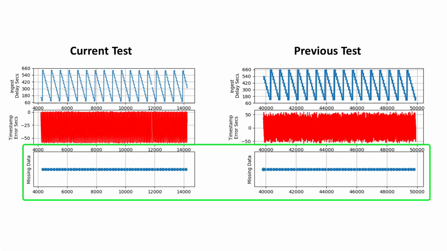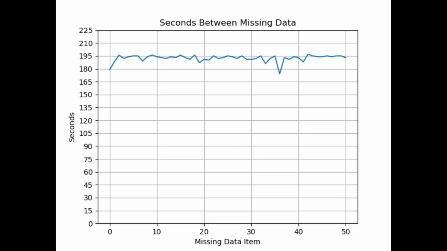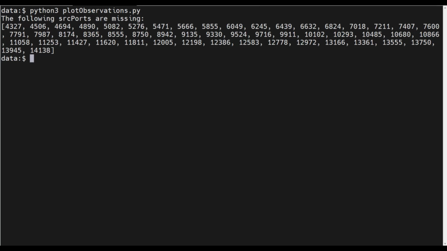Looking at the missing data plots in the figures above, I initially was concerned. Is the VPC dropping packets? What's going on here? To investigate, I tweaked the plot observations.py to generate the delta plot to show the periodicity of the missing data, as well as to output the source ports for which data is missing. That output is shown here.